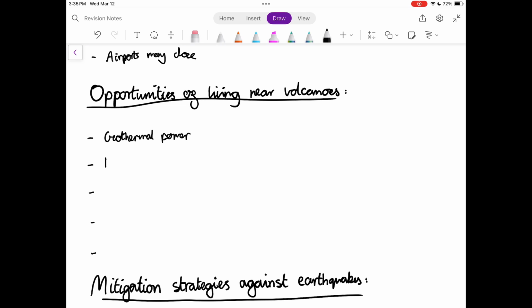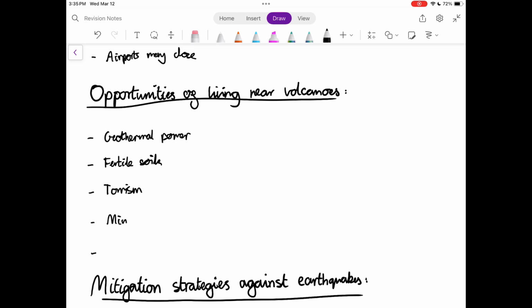The next thing is fertile soils. And this is because there may be a lot of minerals within the soil of the volcano. So this can increase agriculture and therefore improve income for those living near volcanoes. The next is tourism. And this is because volcanoes are quite rare structures on the earth. So this will drag tourists to come and visit these marvels. So this could also increase the economy in the local area where the volcanoes are.